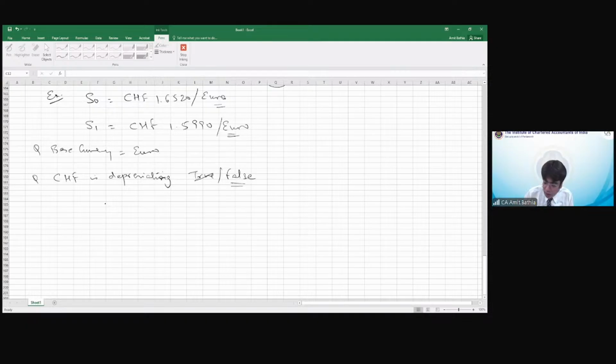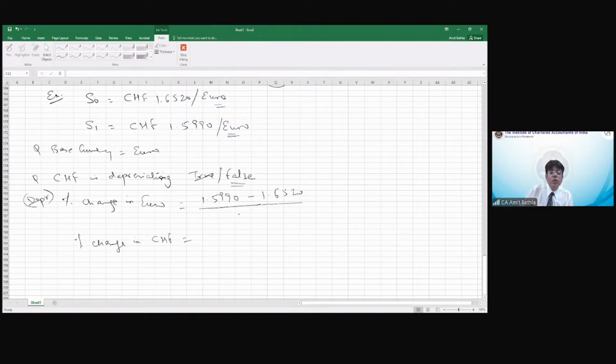Because CHF is appreciating. Now, can we calculate what is the percentage change in euro and the percentage change in CHF? What is percentage change in euro? How do I calculate that? Remember, I am always going to say 1.5990 minus 1.6520. Or I can write the other way around also. Okay, the difference will be there. By the way, this is appreciation or depreciation? Euro, you know, is depreciating, right?